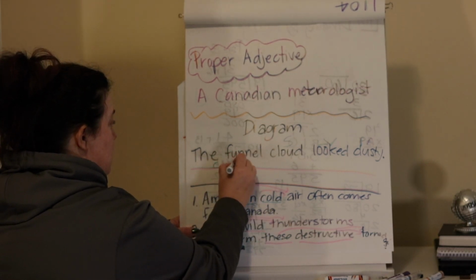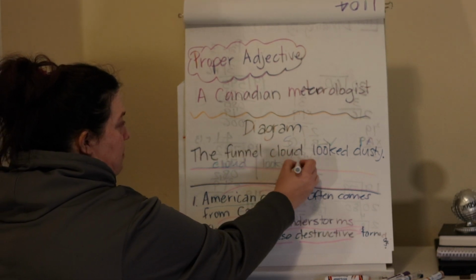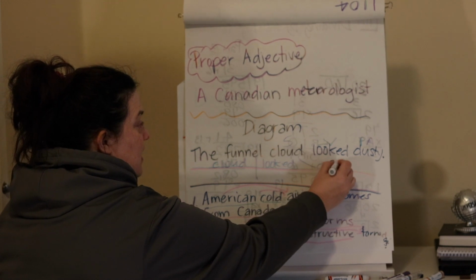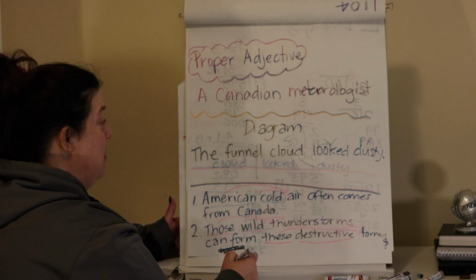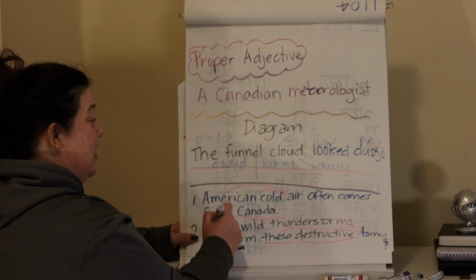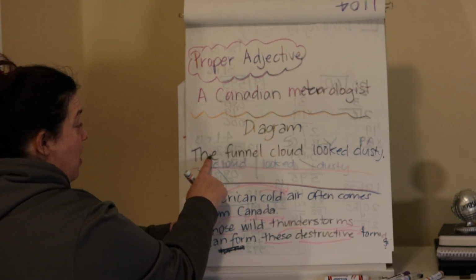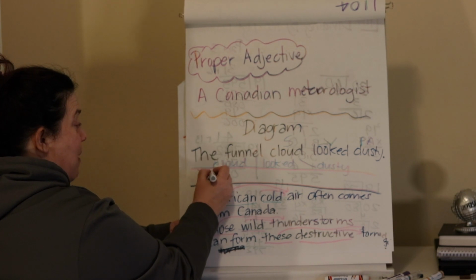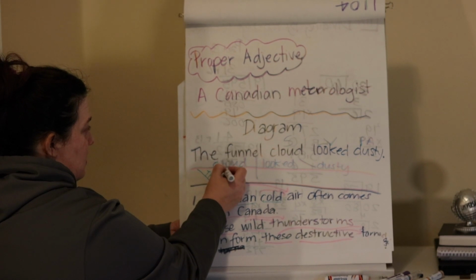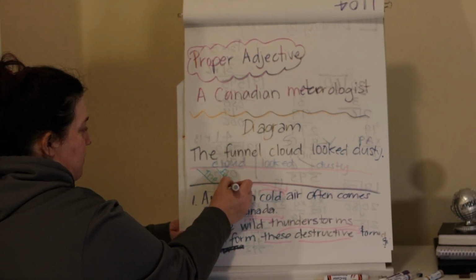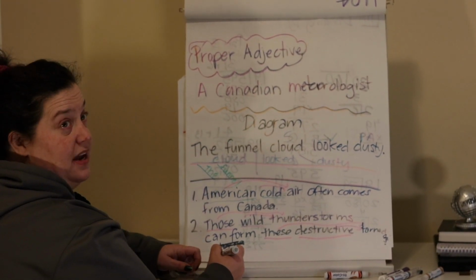Cloud is our subject. Looked is our linking verb. Dusty is our predicate adjective. Well, we still have these two words we haven't used yet because they both describe what kind of cloud it is. So this time we're going to have two diagonal lines attached to cloud. The first one is our article, capital letters, beginning of the sentence, the, and then funnel tells us what kind it is. So we're going to write funnel there. So here we have our two adjectives that describe the cloud. And that's how we'll diagram.